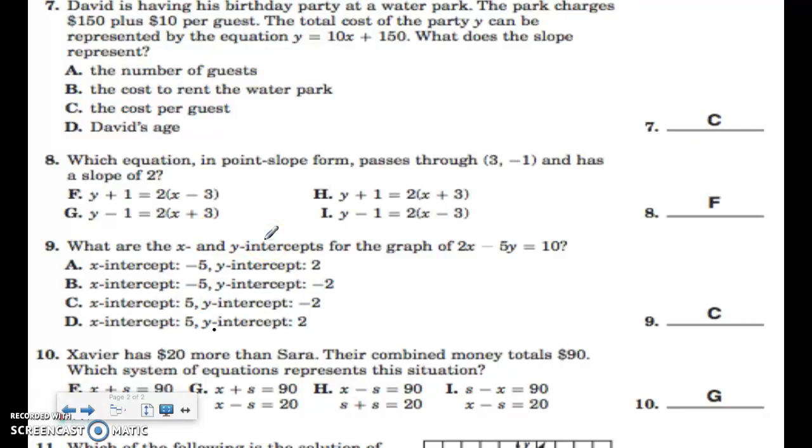Number 7. David is having his birthday party at a water park. The park charge is $150 plus $10 per guest. The total cost of the party can be represented by this equation, y equals 10x plus 150. What does the slope represent?